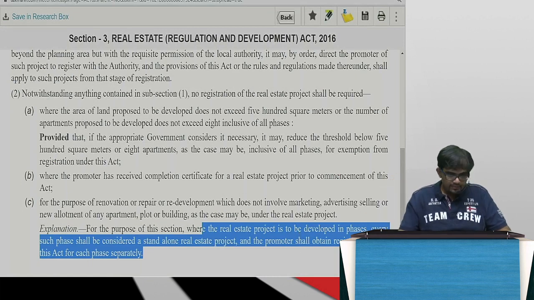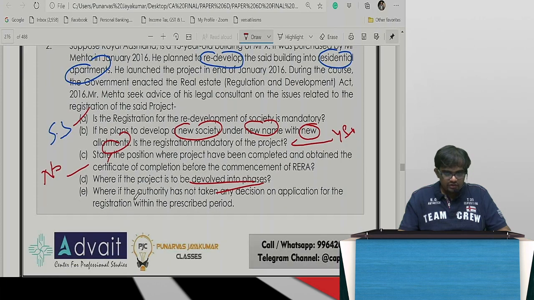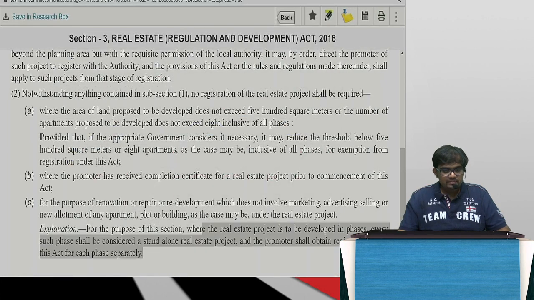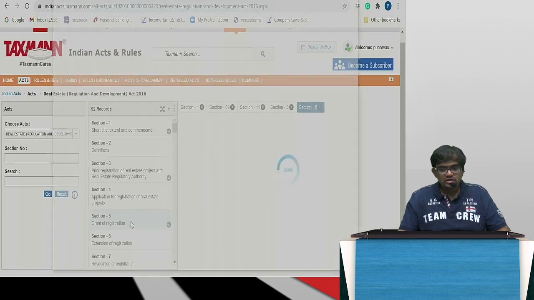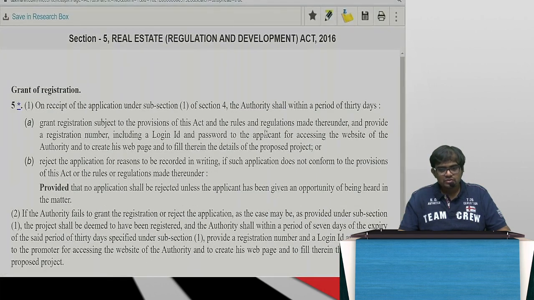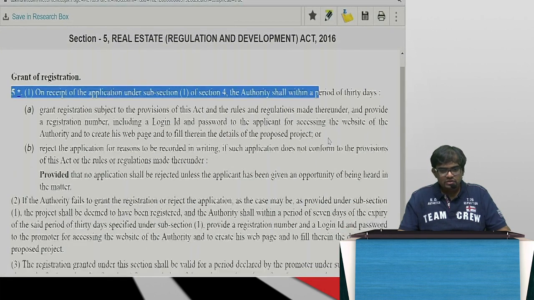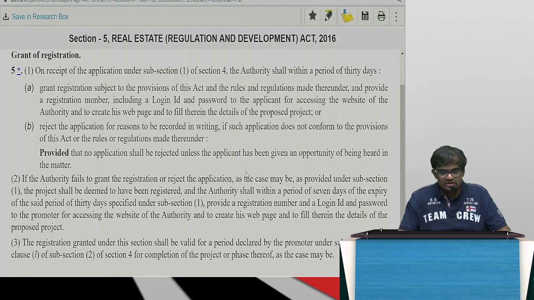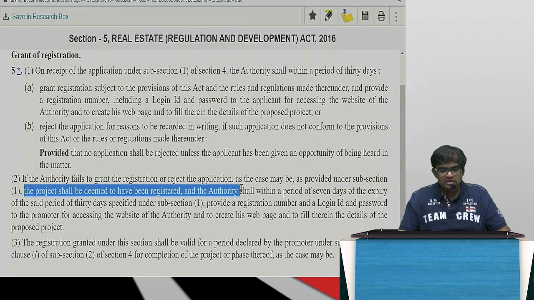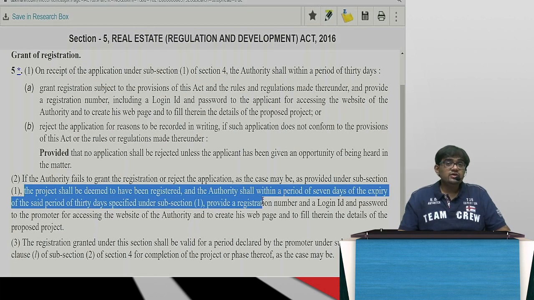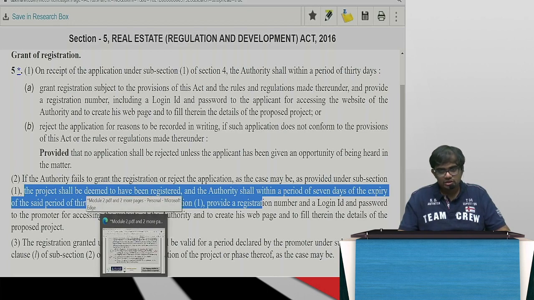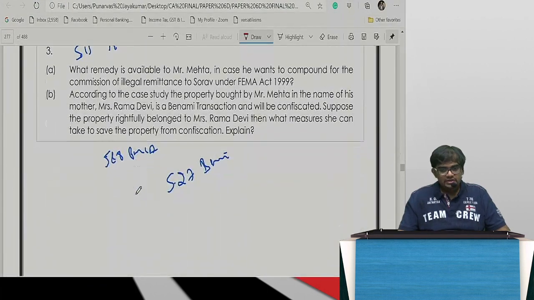Very simple. Then, where the authority has not taken any decision on the application for the registration within the prescribed period. The prescribed period is over. Grant of registration, prescribed period is over. Within 30 days, all that is over. Fails to grant the registration, then the project shall be deemed to have been registered within 7 days from the expiry of the said 30 days. So section 5 you have to write here. The last one. Right, next.